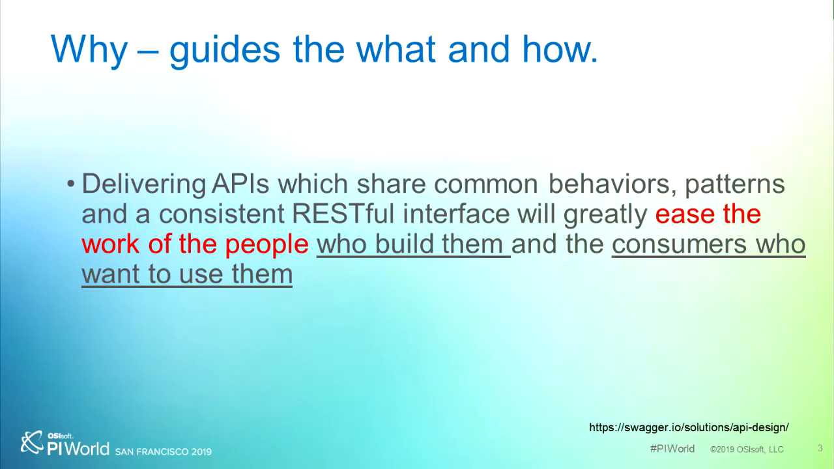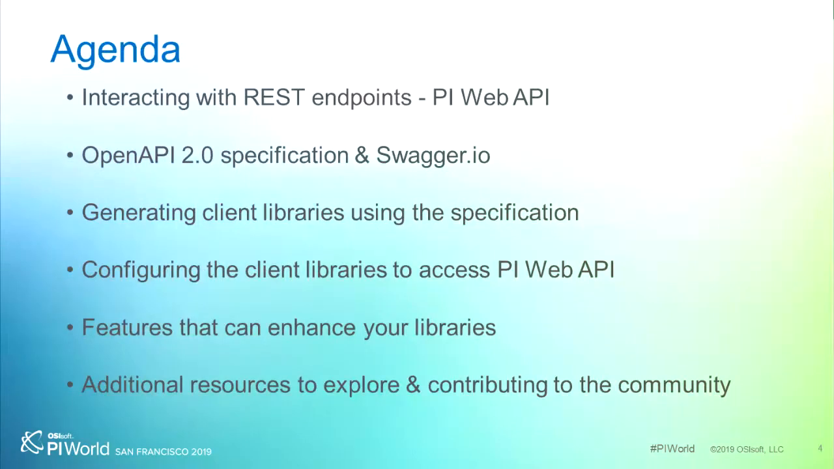But before that, let's have a quick look at the agenda. First up, we will see how to interact with REST endpoints with specific focus on Pi Web API, and we will see how requests are formed and executed. Then we will look at OpenAPI 2.0 specification and the Swagger IO tools. We will look at the specification syntax also, but briefly. We will see how to generate client libraries using the specification and also how to set up and configure the client libraries to access Pi Web API.